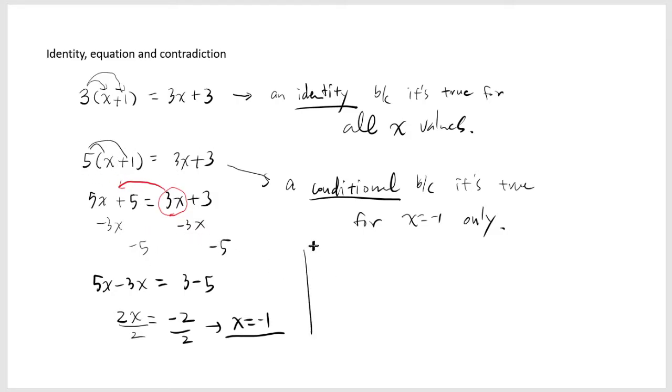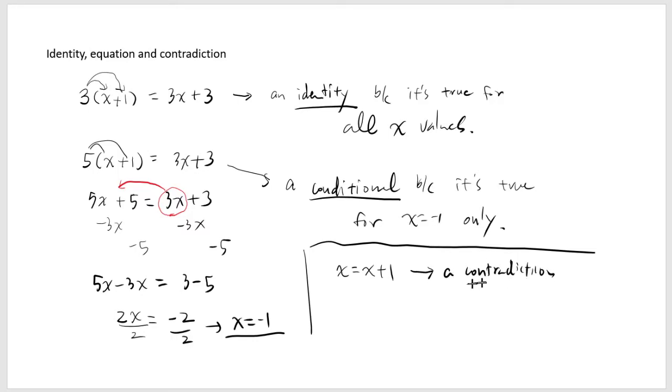Okay. On the other hand, you can have something like x equals x plus 1, which is never true, right? Because, look, x plus 1 is always greater than x, because anything plus 1 is greater than itself. So there's no way x plus 1 can be equal to x, right? So in this case, if it's never true, it's called a contradiction, because it's never true.